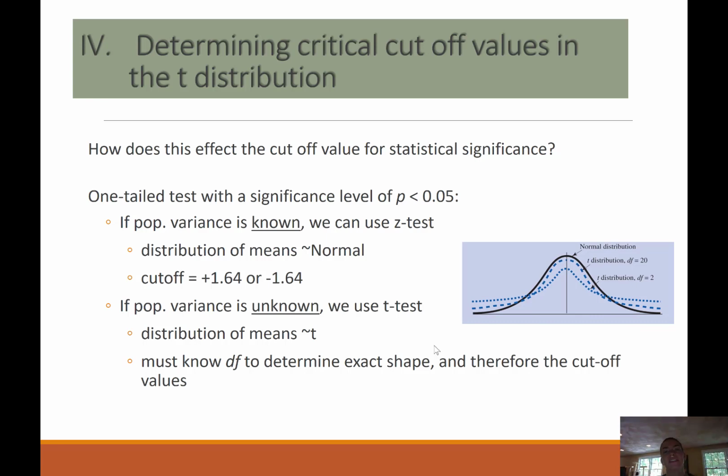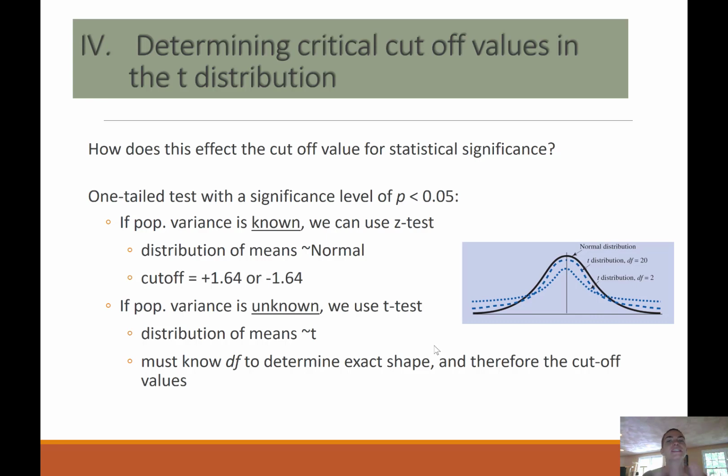So how does this affect how we determine the critical cutoff value for our statistical testing? Well, if you think back to when we were conducting z-tests, we knew the population variance, so we knew that our distribution of means would be distributed as a normal distribution. That comparison distribution was always the same shape. So if we're using a significance level of 0.05, our critical cutoff score is positive or negative 1.64. That was straightforward because the normal distribution never changes shape.